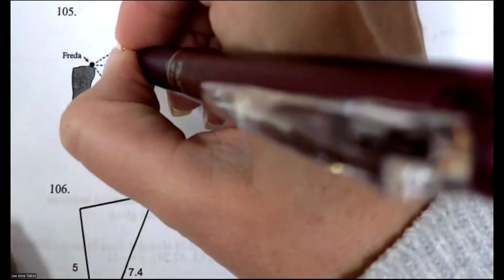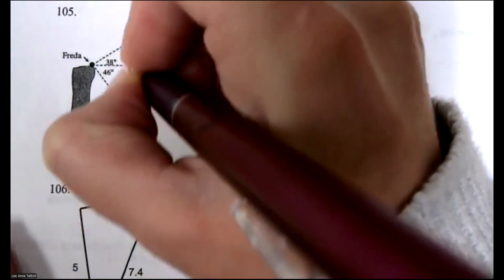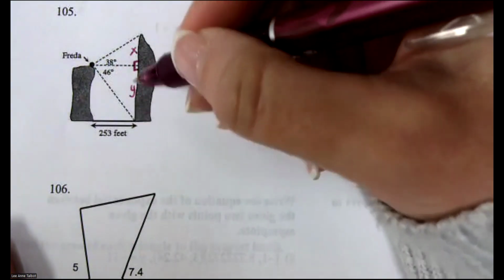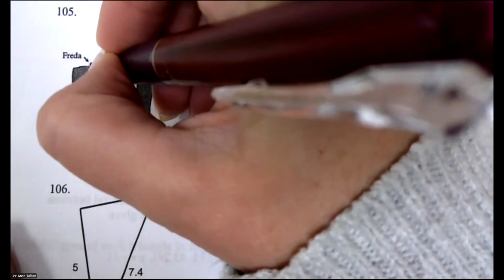Okay, now this one's different. I wanted to do this one because I didn't want you to forget that it was a thing. So the first thing I want to do is put in right angles there. What we're trying to do in this problem is find the length of this and the length of this and then add them together. And this part right here is 253.